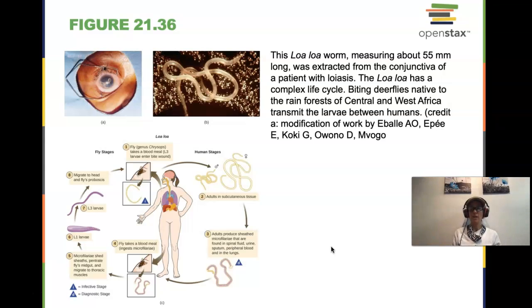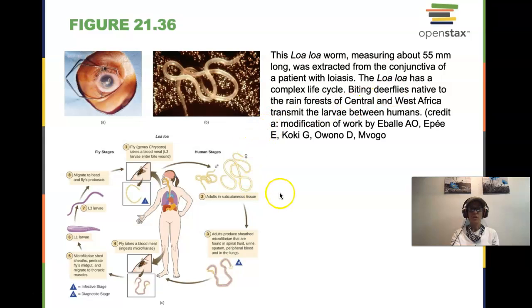And as if that wasn't bad enough, now we have a worm, the Loa loa worm, 55 millimeters. Well, let's see, that's 5.5 centimeters. And 2.5 centimeters is an inch, so it's a couple inches long. It was extracted from the conjunctiva of a patient with loiasis. That's a big worm to have in your eyeball.